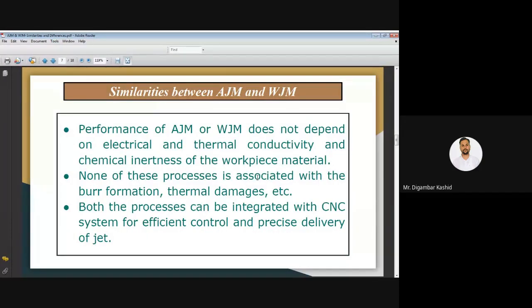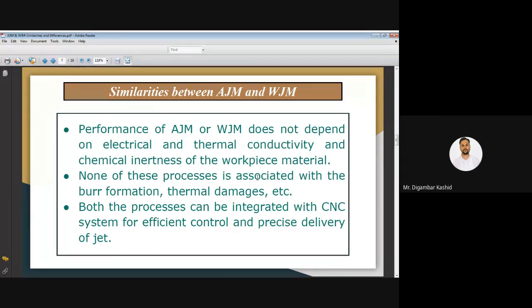Again, the performance of water jet machining or abrasive jet machining does not depend on the electrical and thermal conductivity and the chemical inertness of the workpiece. These properties of the workpiece do not affect the performance of abrasive jet machining or water jet machining. Then, none of these processes is associated with burr formation or thermal damage. Here we are not giving any thermal energy, so there is no heat affected zone.